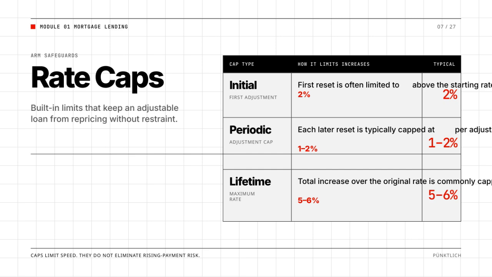payments more predictable. Finally, there's a lifetime cap, which sets the maximum total increase allowed over the life of the loan. Typically, this is around 5% to 6% above your original rate. While this cap cannot stop your payments from eventually increasing, it does set a clear maximum limit on how high your rate can go. It's important to remember that while these caps slow down the rate at which your payments might rise, they don't completely eliminate the risk of your payments increasing. So, they are a safeguard but not a guarantee against higher costs in the future.